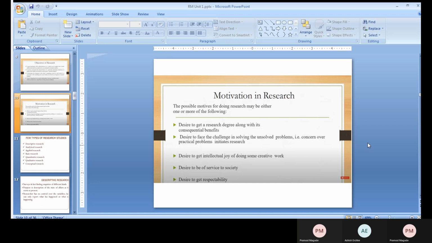Next, desire to get intellectual joy of doing some creative work. This is the best reward from research. So this is one kind of motivation. Very genuine persons use this kind of motivation, that intellectual joy, which is very important, because there is no increment or getting a higher post in that case. The researcher just wants intellectual joy.